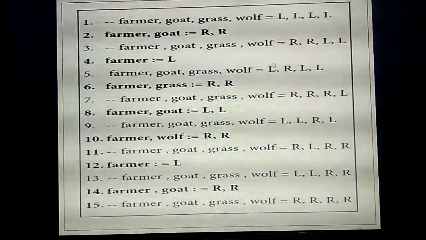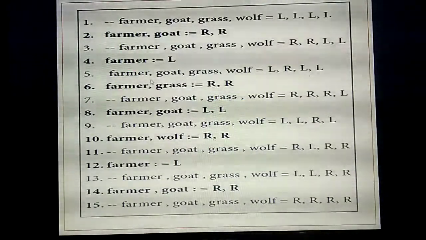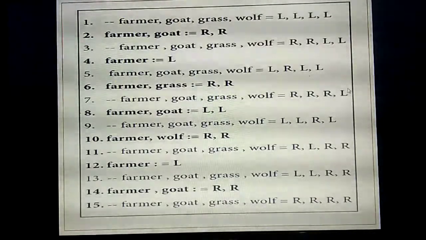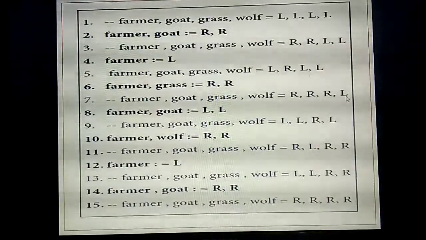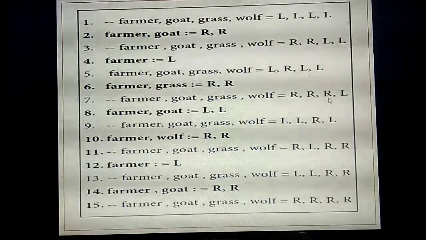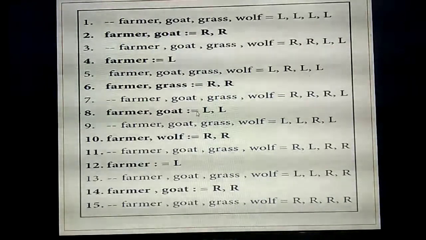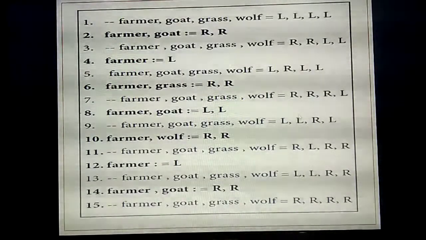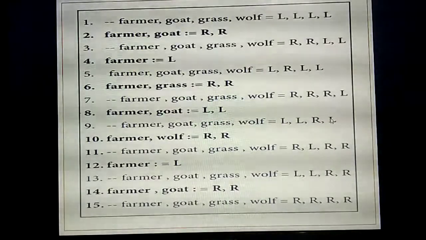So the farmer is remaining at the left side. Then the farmer carries the grass to the right side. So only the wolf is alone, standing at the left side. But the goat is standing along with the grass, which means the goat will eat the grass. So again the farmer comes back along with the goat to the left side. So now the remaining things, goat, farmer as well as wolf, are at the left side.